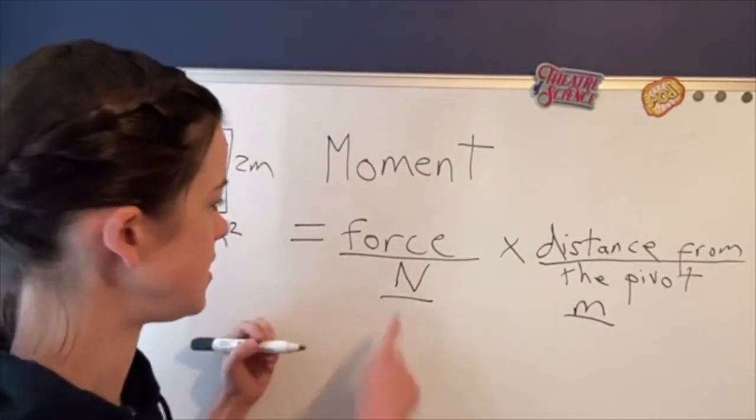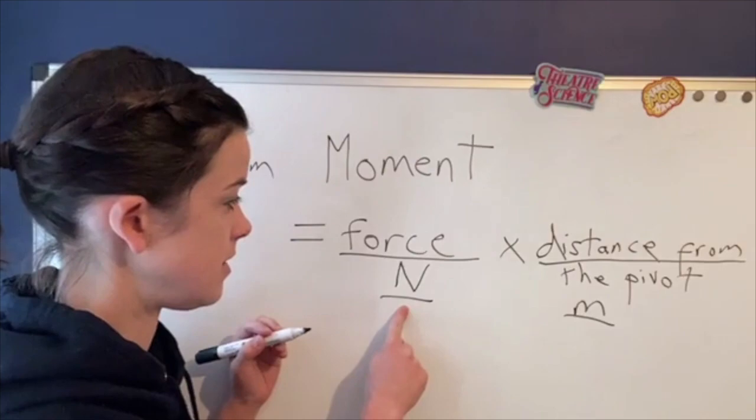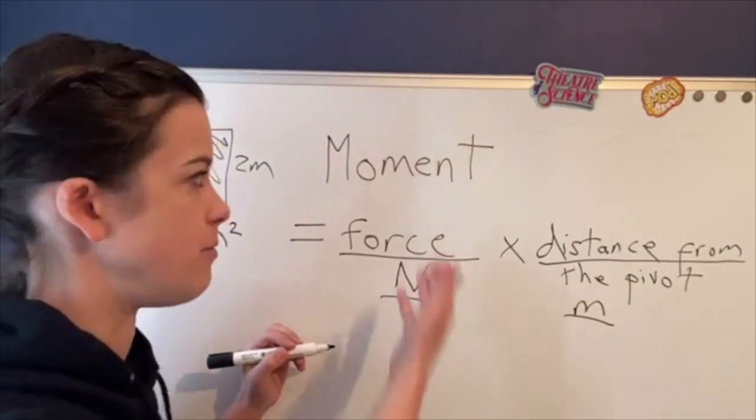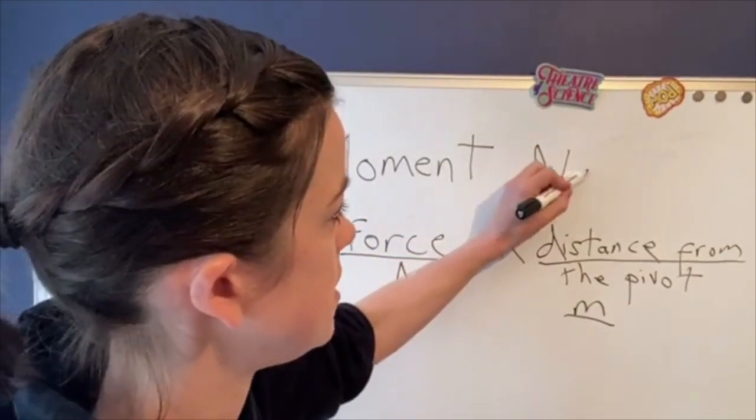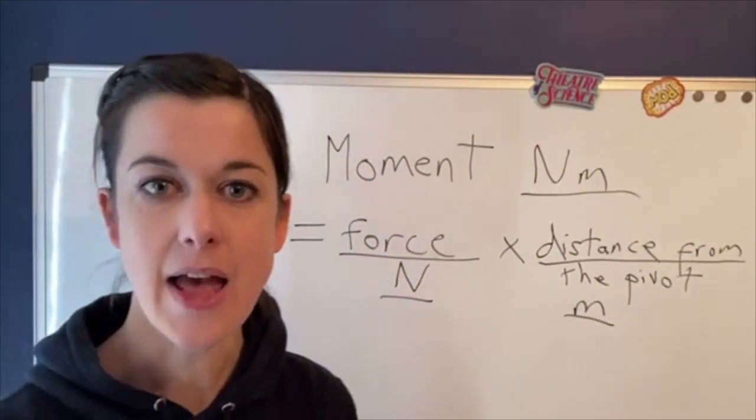But you can work it out, because a moment, how much a thing turns, is newtons times meters. So what is the unit of a moment? How do you measure moments? In Newton meters. How nice is that? A big N and a little M.